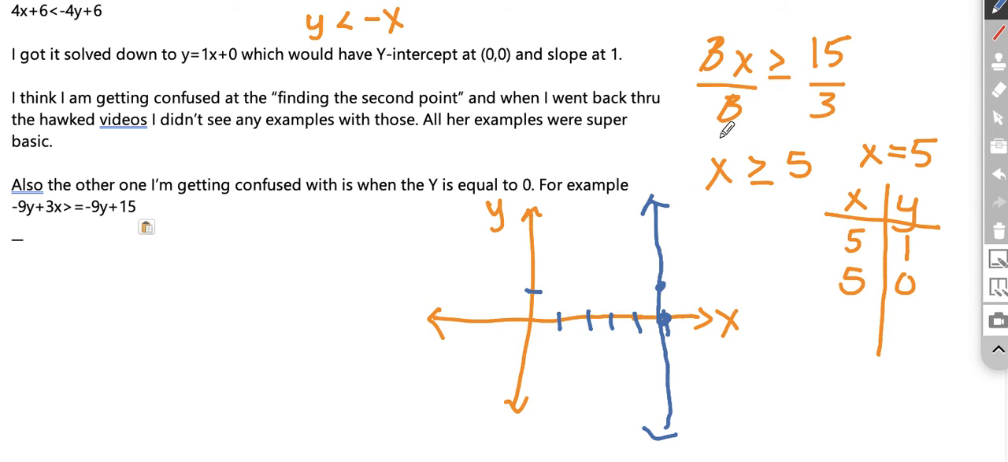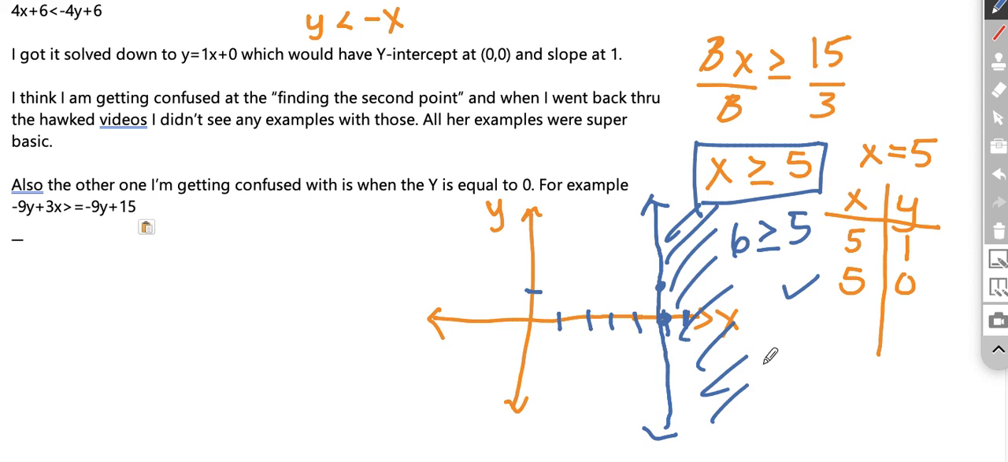And then we look at this inequality, and we also know that there's solutions that are greater than 5. So x greater than or equal to 5, well, if x is 6, is that greater than or equal to 5? Yes, that checks out. So we would go ahead and shade this side of the graph.